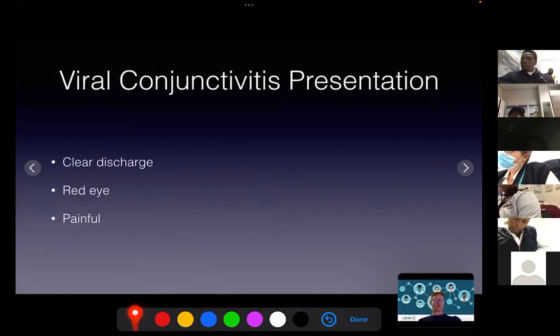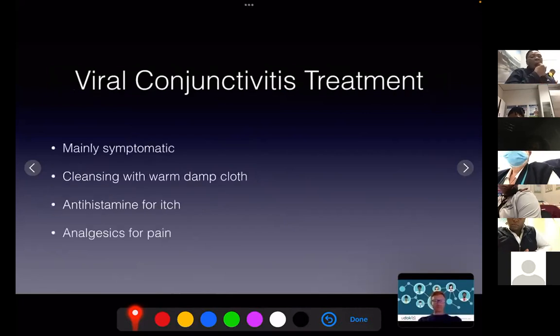Viral conjunctivitis is different, as it doesn't contain a purulent discharge. There's usually a clear type of discharge together with the red eye, and this one can also be rather painful. Remember, viruses we treat mainly symptomatically. We don't really use antibiotics for viruses. You can cleanse the area with a warm damp cloth. And then, as I mentioned, symptomatic. So if it's itchy, then obviously you'll prescribe an antihistamine. And then if it's painful, analgesics, and that will usually settle down.